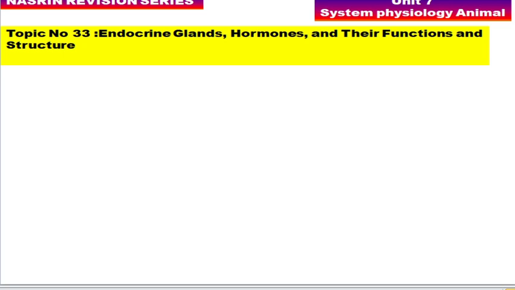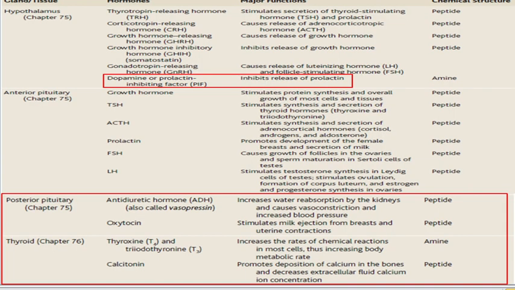So first thing you should know about the endocrine glands, hormones and their function as well as the structure. This particular thing I had taken from Ganong's book only, which they officially mention. Many questions have been asked with respect to unit number 7, System Physiology Animal. So first you should know the gland name and the hormone that is produced from that particular gland. Next you should know about the major function and chemical structures. I cannot cover everything, so I will just mention a few important hormones that you should definitely know.